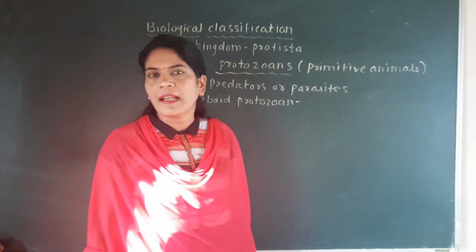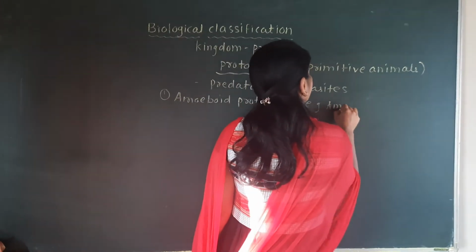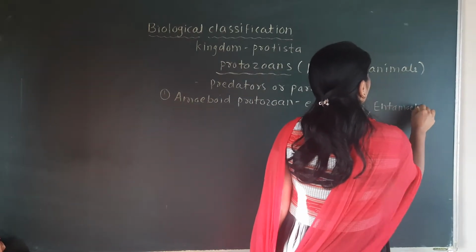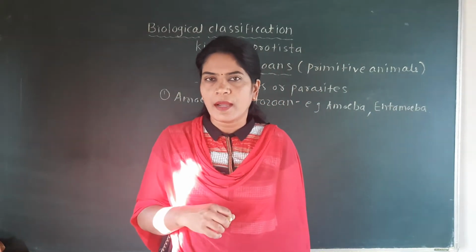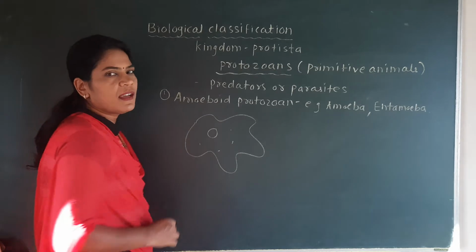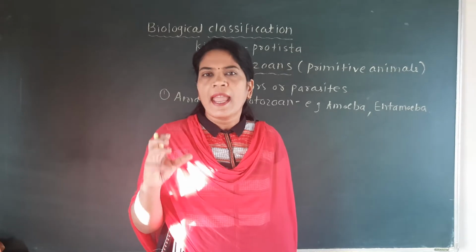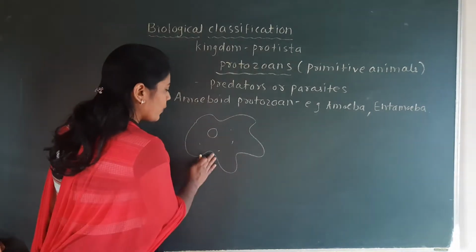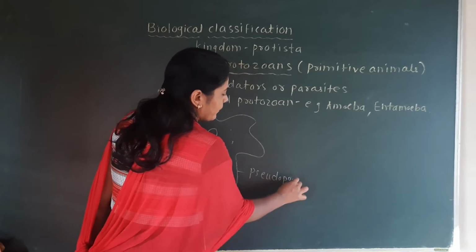Amoeboid protozoan, and the example we have discussed here is the amoeba, and another example is entamoeba. Now, all of you are well acquainted with the structure of the amoeba. The amoeba has an irregular shape, and it has temporary projections from its body, which are called pseudopodia.